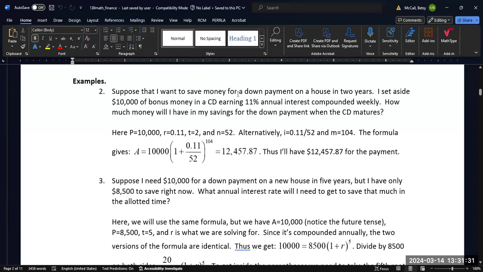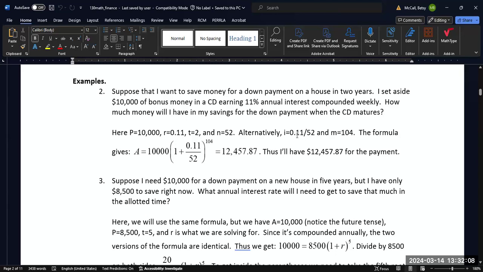So we want to save money for a down payment on a house in 2 years. If we set aside $10,000 into a CD earning 11% annual interest, that is also a very good rate, how much money will I have in my savings account for the down payment when the CD matures? Okay, so we know that it's compounded weekly, so N is 52. That's the number of compounding periods per year. We're saving for 2 years, so T is 2. Our interest rate is 0.11 since it's 11%, and our principal is 10,000.